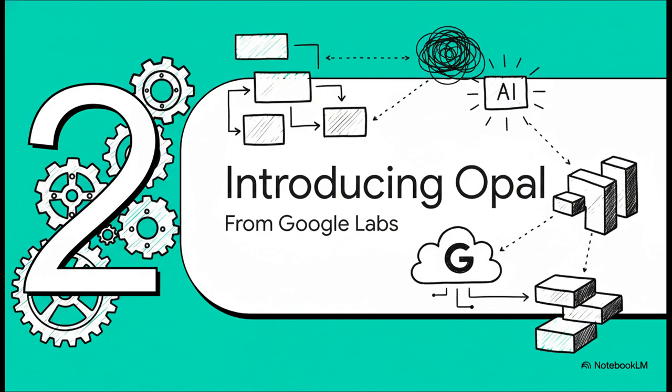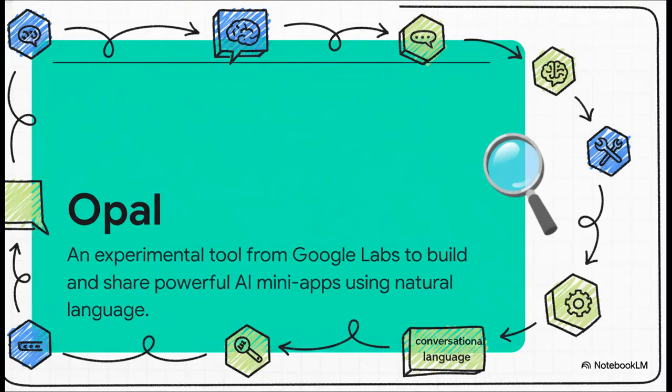Google's brand new tool, Opal. Okay, so what is Opal exactly? Think of it as an experimental workbench from Google Labs. It lets you build and share these things called AI mini apps, which are basically simple, focused web apps that do one thing really well. And the way you build them is by connecting different AI models, like different AI brains like Gemini and other tools, all just by using plain conversational English.